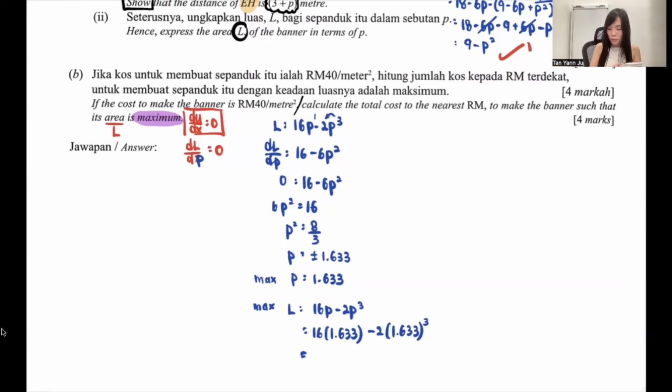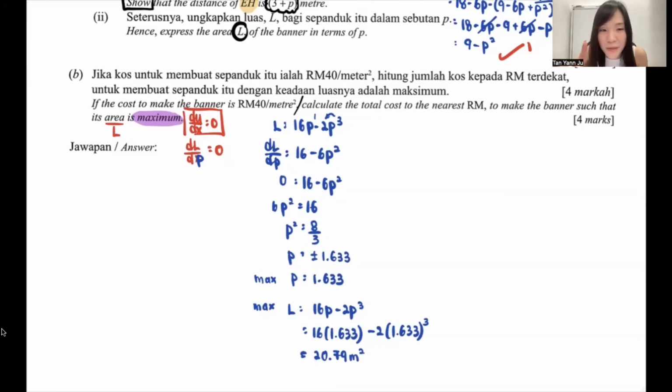So 16 bracket 1.633 minus 2 bracket 1.633 square. Isn't it getting 20.794622? But you guys can write like that. Every single answer, you either write 4 decimal places or two decimal places or 4 significant figure, whichever is more detailed. So 20.79 is the most detailed already with 2 decimal places and 4 significant figure. So you can write like that, okay? 20.79. And what is the unit? Meter cube. So that means meter square. So that means this will be the maximum area.